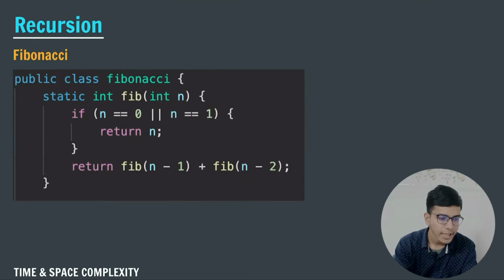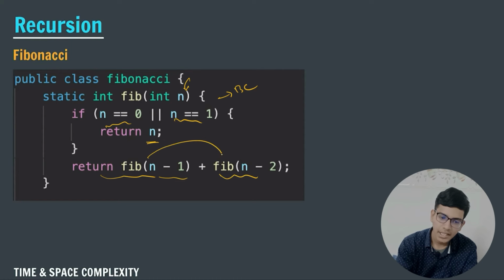So this is my code, right? Fibonacci class, in the Fibonacci class, this is my function, static int Fibonacci. In this I'm passing the n value. If n is equal to 0 or n is equal to 1, these are my base cases, then return the value of n. That's all. After that, return Fibonacci of n minus 1 plus Fibonacci of n minus 2. This is the classic equation we have studied in the Fibonacci video.